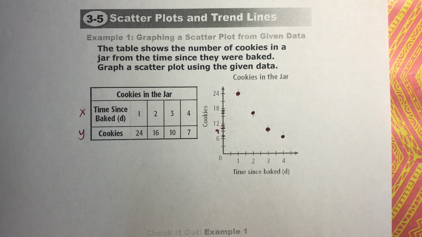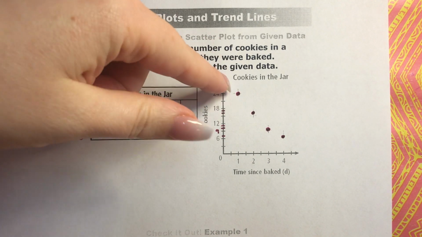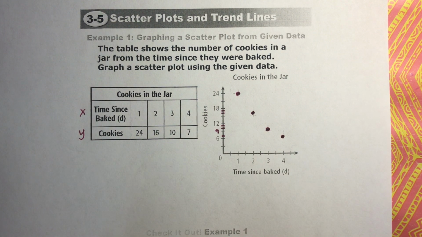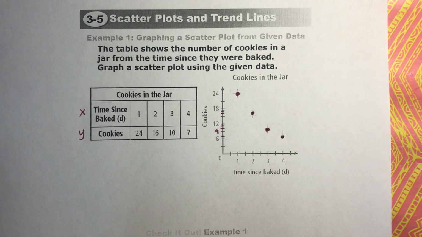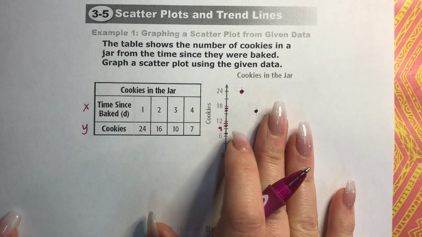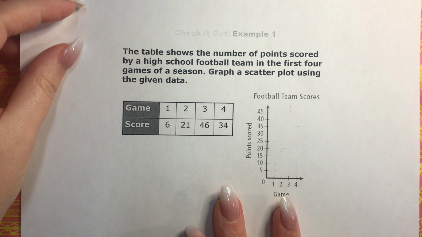Cookies in the jar. So right when the cookies are baked, there's going to be all the cookies in the jar, and then as time goes, the cookies are slowly going to dwindle. That's because people are eating them. They're hungry. So that's basically a scatter plot. You got a table, plot the points, and there you go with your scatter plot. All right, let's go ahead and look at the next example.